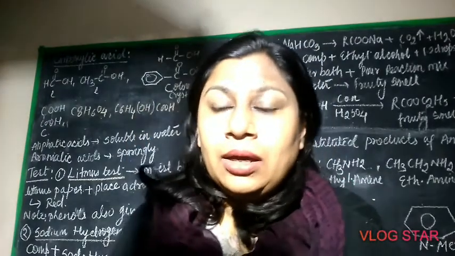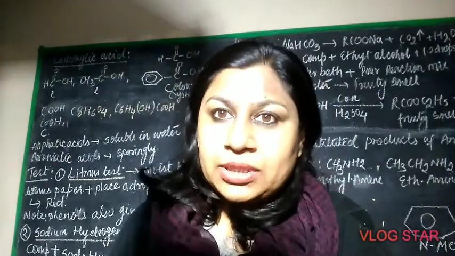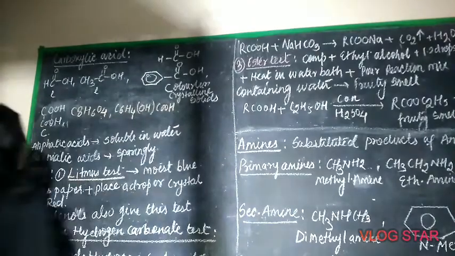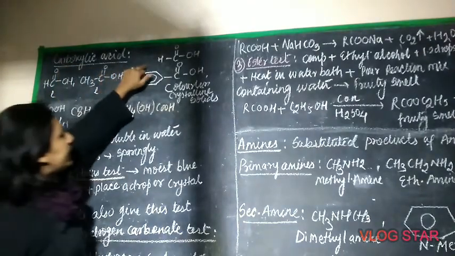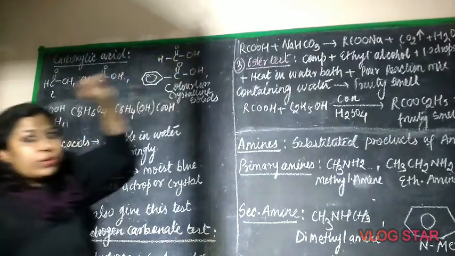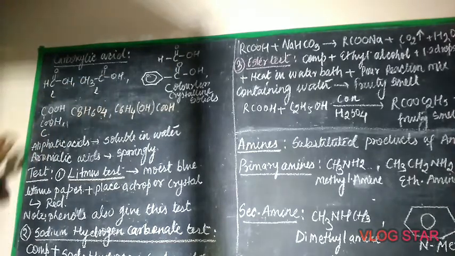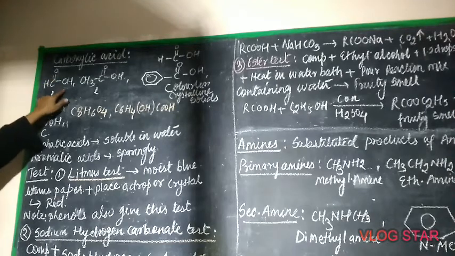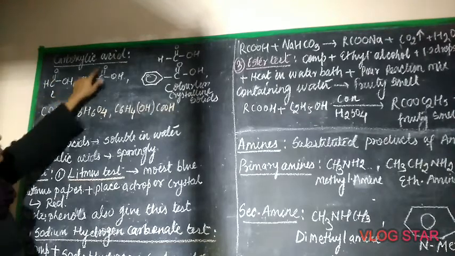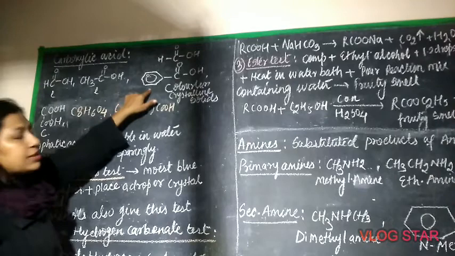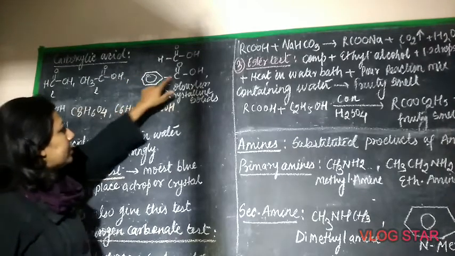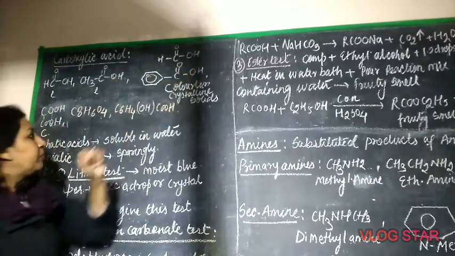Hello children. So the next functional group is carboxylic acid. Now the compounds which contain the HC double bond OOH group are known as carboxylic acids. Like we have formic acid, HC double bond OOH, acetic acid, CH3C double bond OOH. This is the benzoic acid, benzene ring, C double bond OOH.